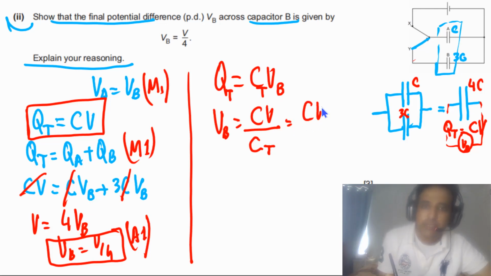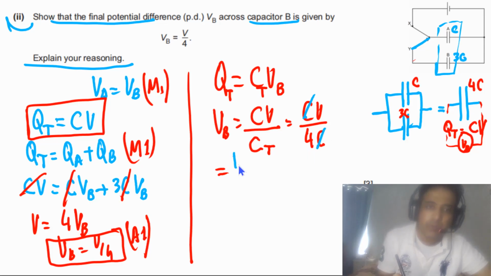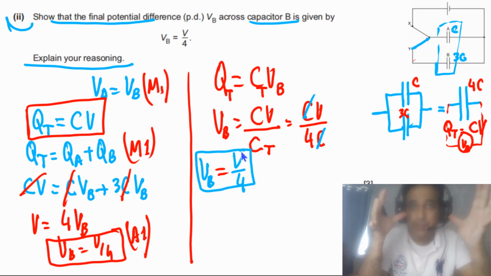So we have CV and C total, this is equal to 4C. Now simply we can cancel the C's. So we can cancel this C with this C, so we got V by 4. So this is another way to answer this question. A beautiful way. I hope this will help you to improve your understanding of capacitors network.